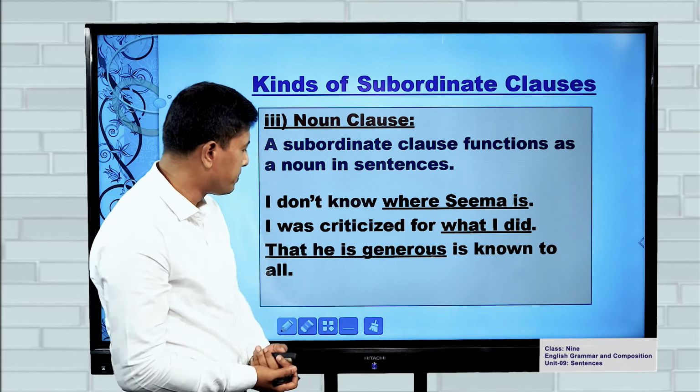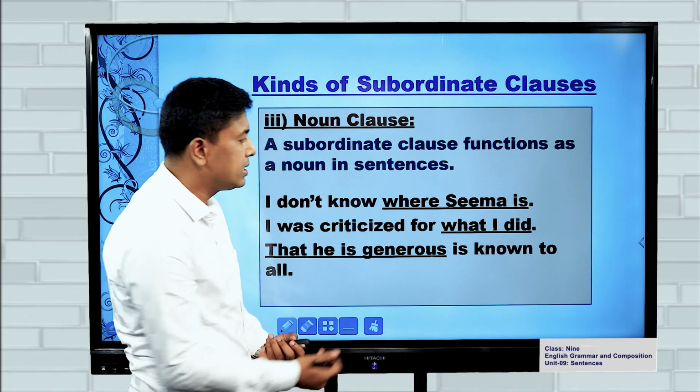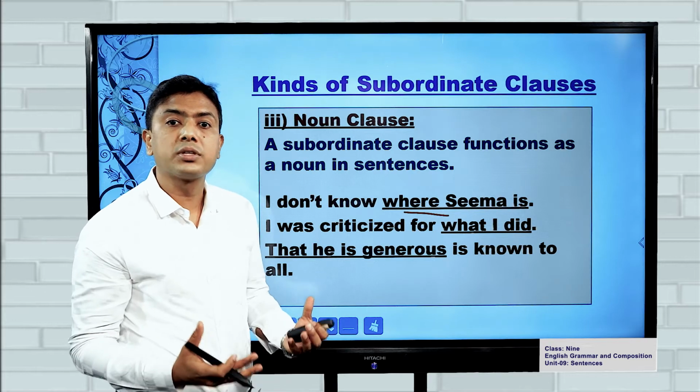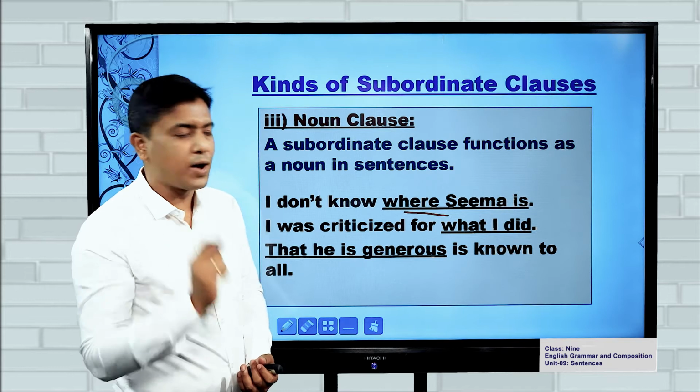Have a look at these examples. I don't know where Shima is. Here, where Shima is, this particular clause is talking about the name of a place. Therefore, it is functioning as a noun.